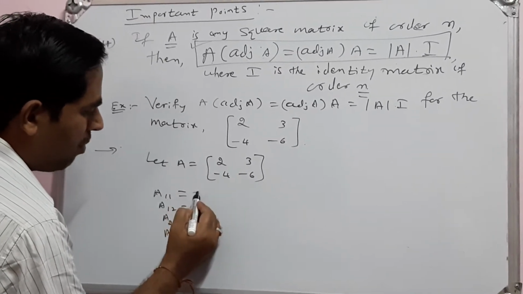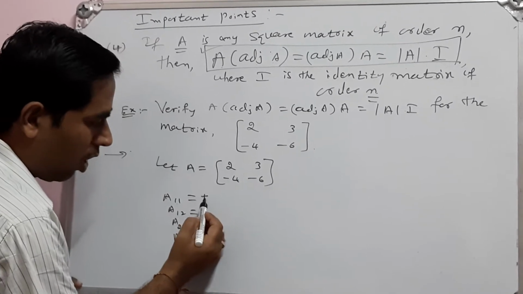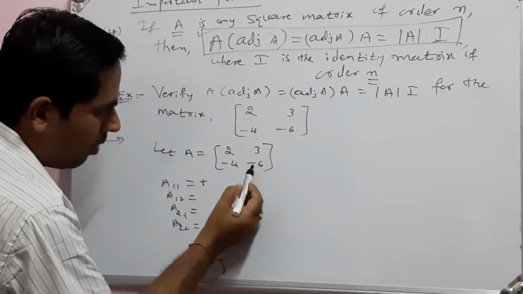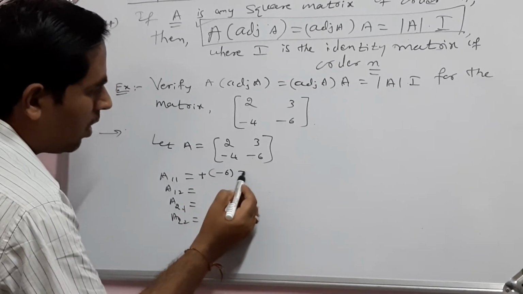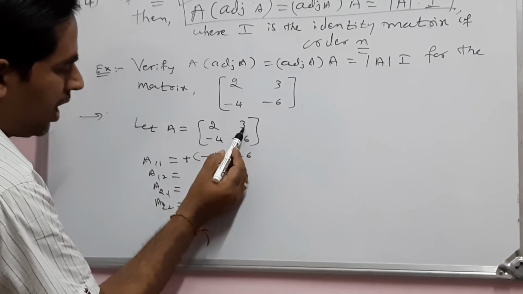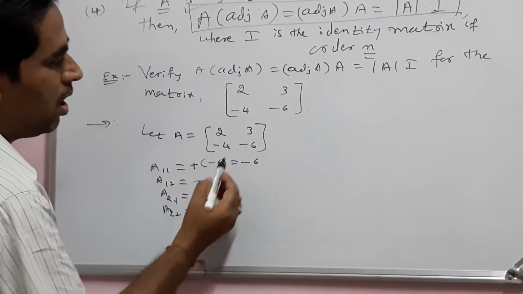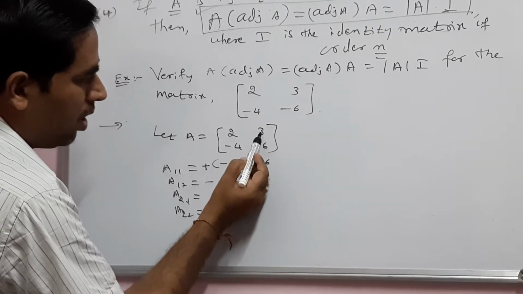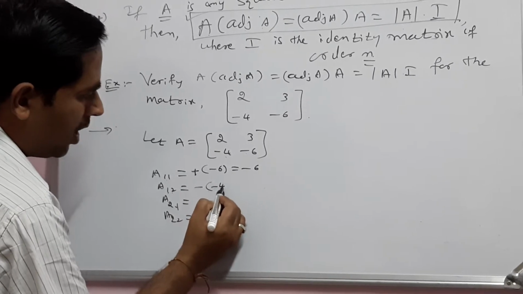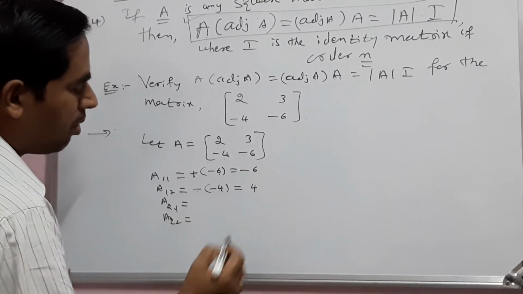A11 will be positive. Cofactor means, along with the sign, we have to write the minor. You leave this column and this row, you get minus 6. Then for the next element, 1, 2, the sign will be minus. You leave this column and this row, the element left is minus 4, so minus of minus 4, that will be 4.